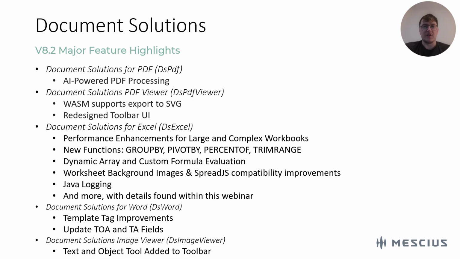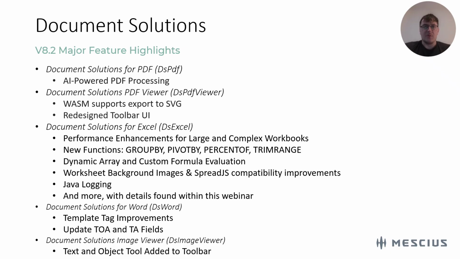In Document Solutions for Excel, this release delivers major performance enhancements for large and complex workbooks, plus some new functions: GROUPBY, PIVOTBY, %of, and trim range, to make data analysis and cleanup easier. We've also added dynamic array and custom formula evaluation for Excel compatibility. We have worksheet background image support with Spread.js compatibility improvements, and new Java logging capabilities for easier troubleshooting. There's a few more updates for DSXL, but we'll discuss them later in this webinar.